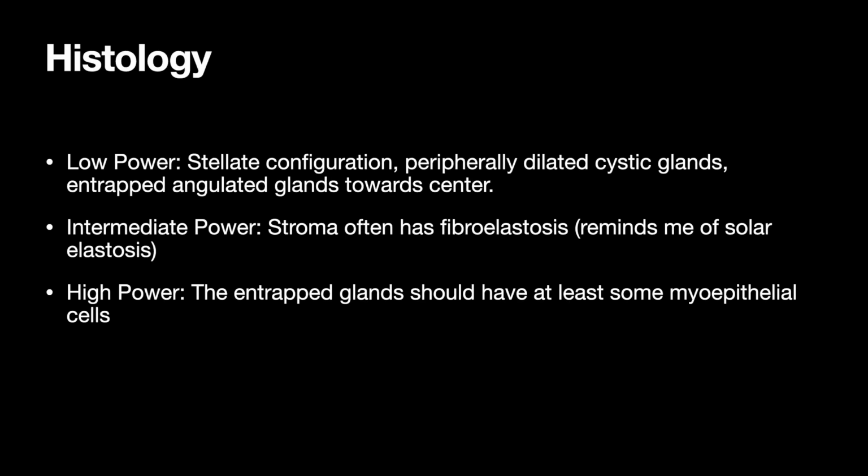But histologically, on low power, you see a stellate configuration that has peripherally dilated cystic glands and entrapped angulated glands toward the center, and they should have myoepithelial cells. It can be focal, but it will at least be there. At intermediate power, the stroma often has fibroelastosis. To me, it reminds me of solar elastosis that you can see in skin biopsies of elderly individuals. And on high power, the entrapped glands, as mentioned before, should have at least some myoepithelial cells.